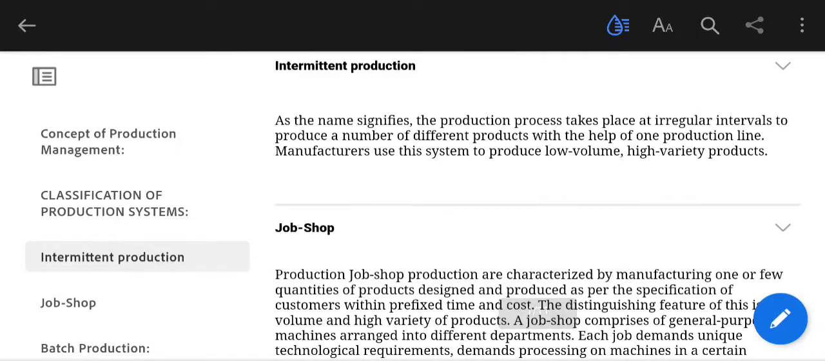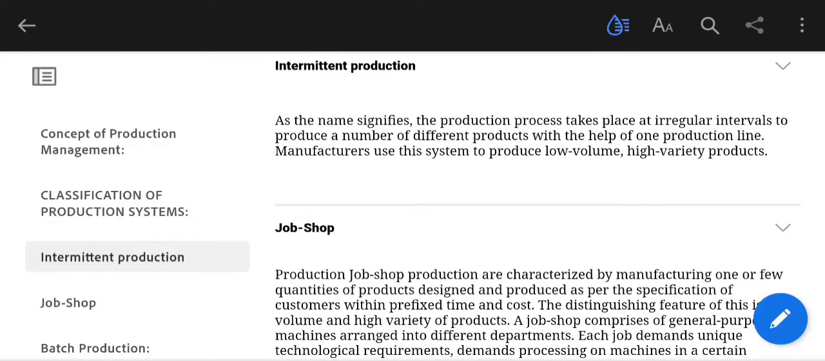As the name signifies, the production process takes place at irregular intervals to produce a number of different products with the help of one production line. Manufacturers use this system to produce low volume, high variety products. Intermittent production is not continuously going on. It is irregular relative to the others, and it specifies low volume, high variety products. Means we have some product and there is a lot of variety, so at that time we can use intermittent production.